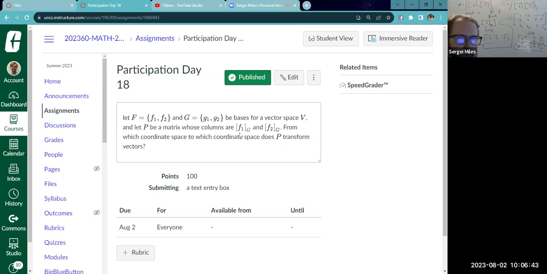Well, all we have to do is look back at our formula for today and think about, okay, what am I plugging in? What vector am I transforming? I'm taking my F vectors and I'm rewriting them in terms of a different basis. In other words, I'm changing from F vectors to G vectors. Well, that's exactly what the answer is. It transforms F coordinate vectors into G coordinate vectors. Okay, so that's our answer for today.